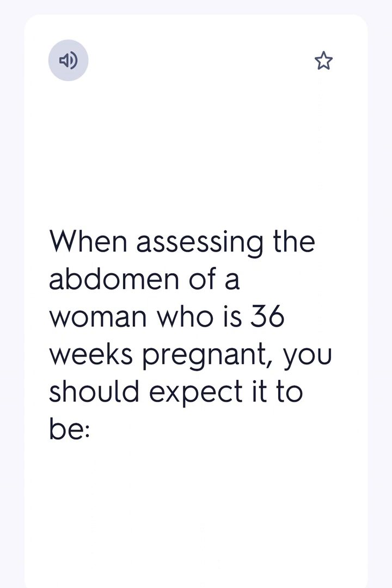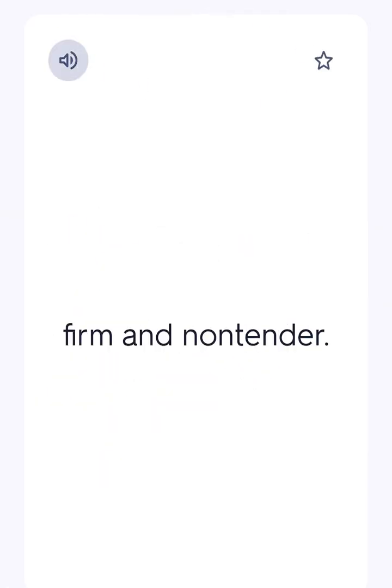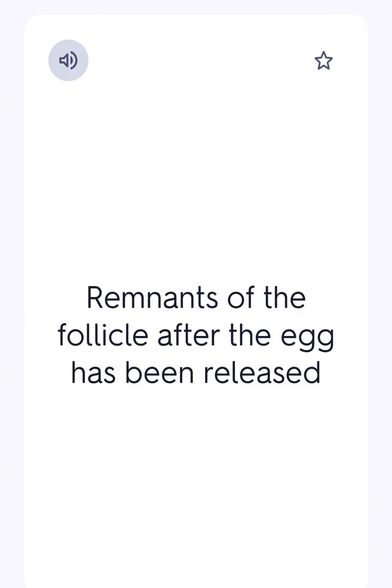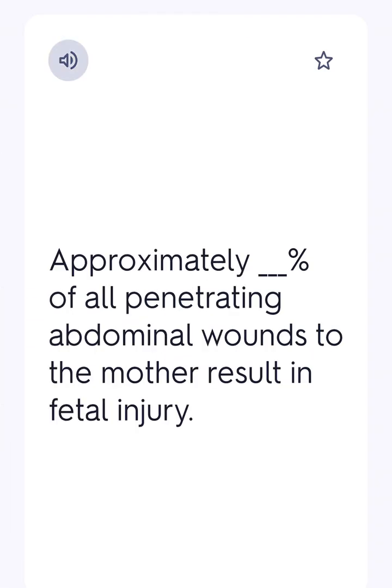When assessing the abdomen of a woman who is 36 weeks pregnant, you should expect it to be firm and non-tender. What is the corpus luteum? Remnants of the follicle after the egg has been released. Approximately 70% of all penetrating abdominal wounds to the mother result in fetal injury.